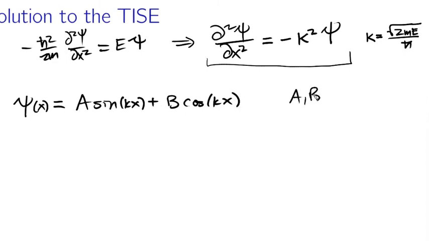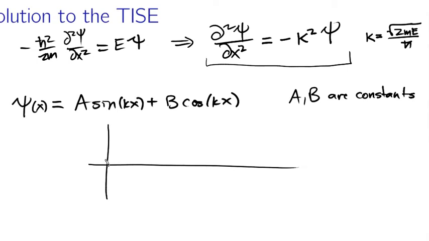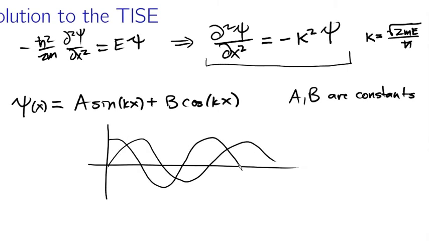A and B here are constants, to be determined by the actual scenario under which you're trying to solve this equation. This equation now, not the original Schrodinger equation. So these are our solutions. Sines and cosines.